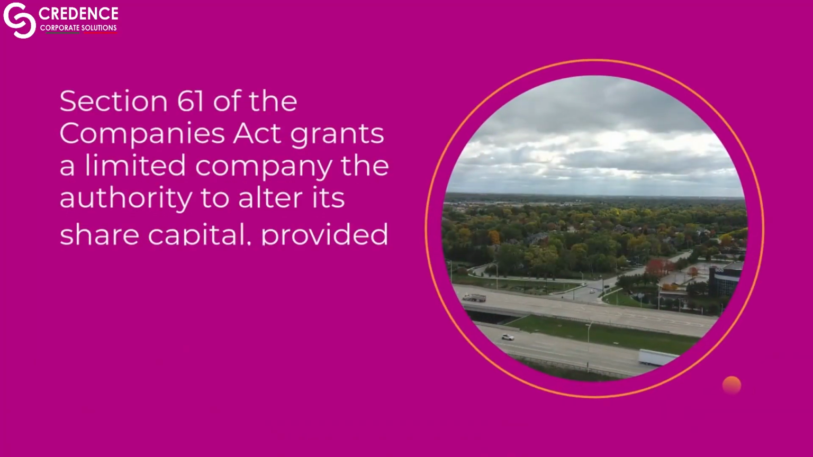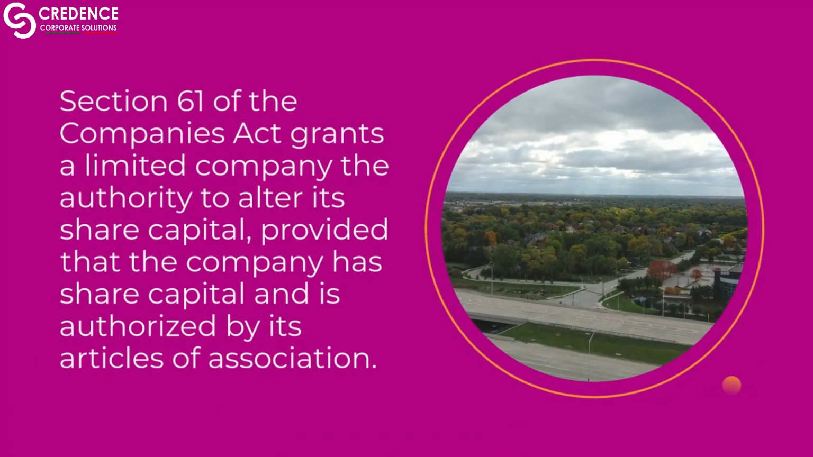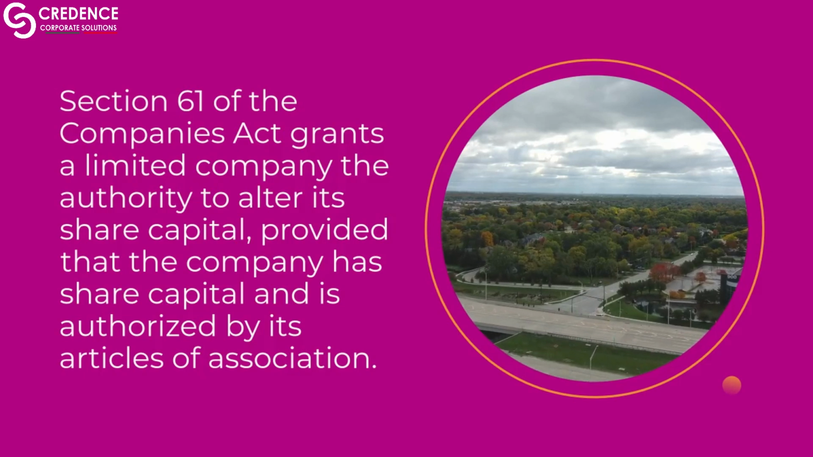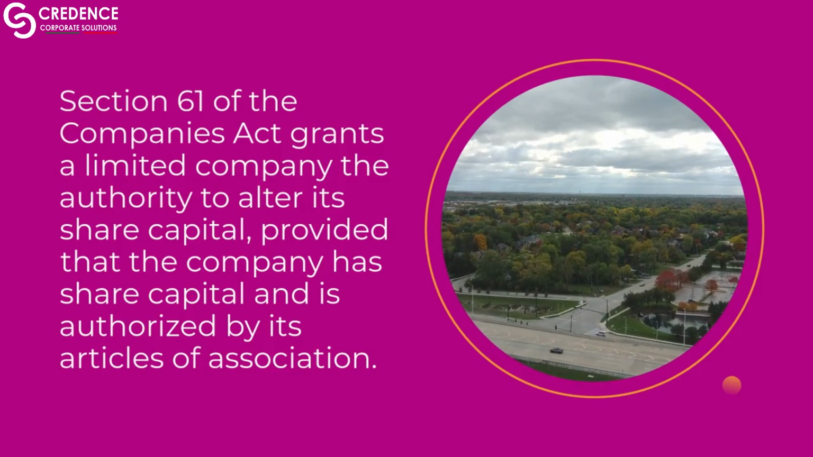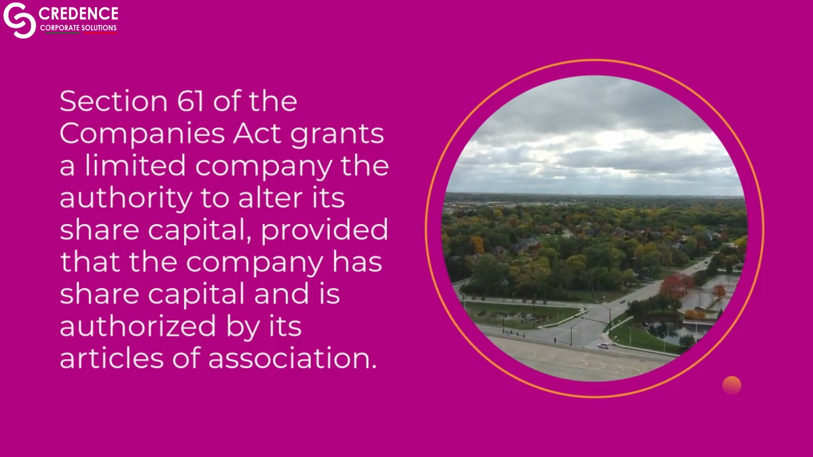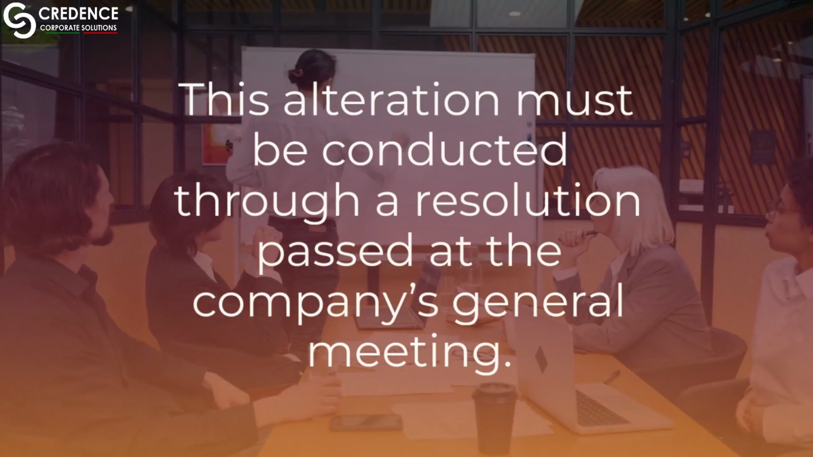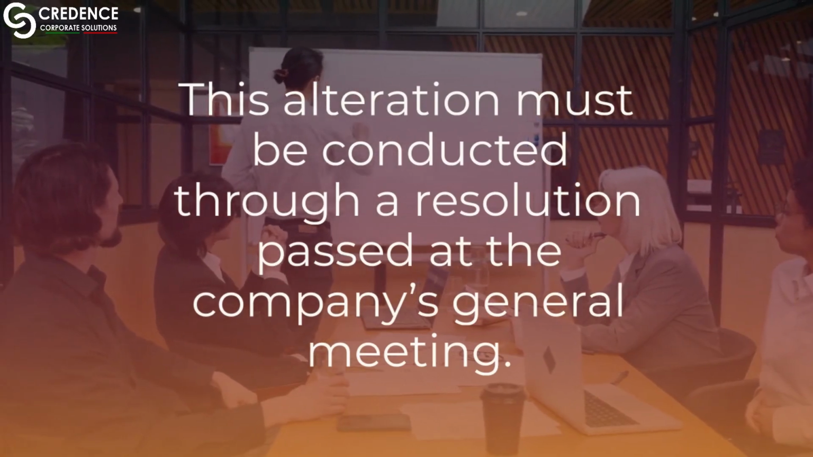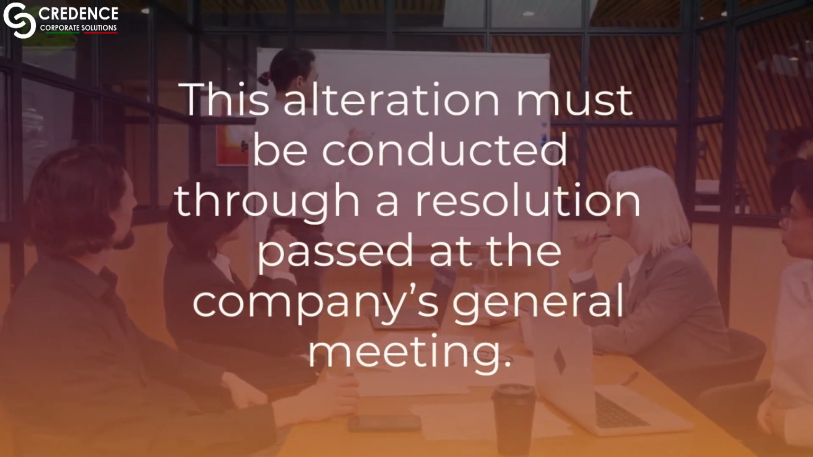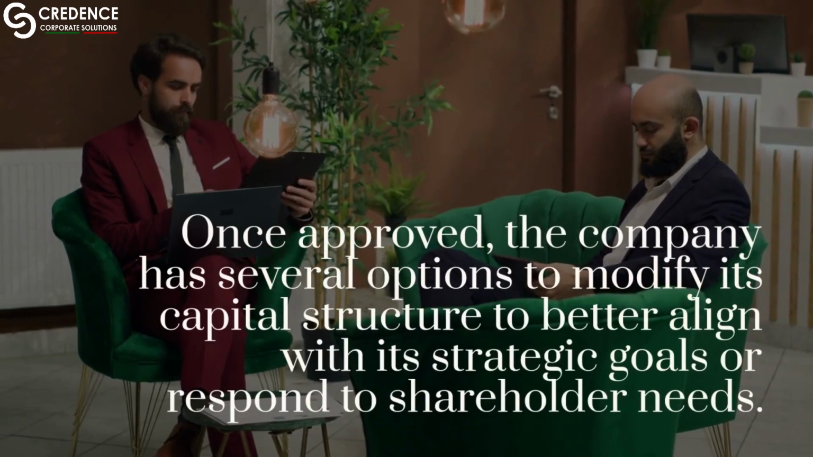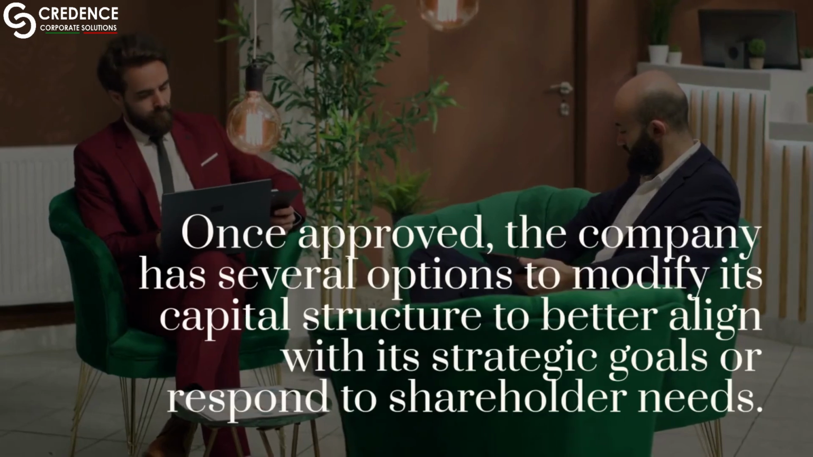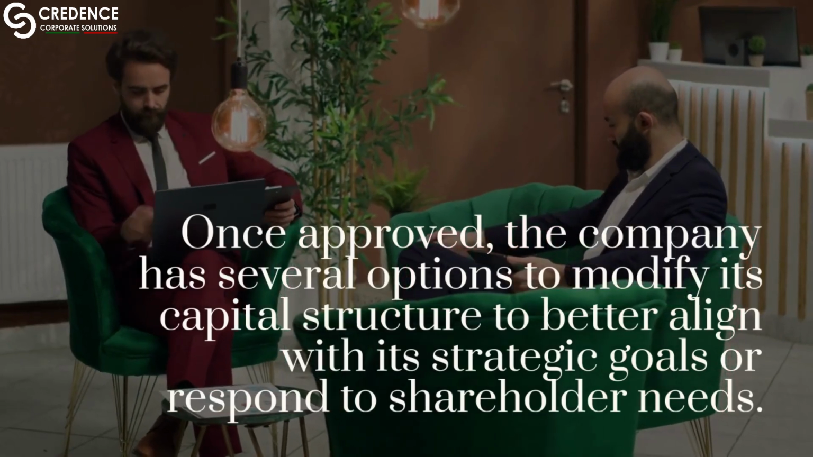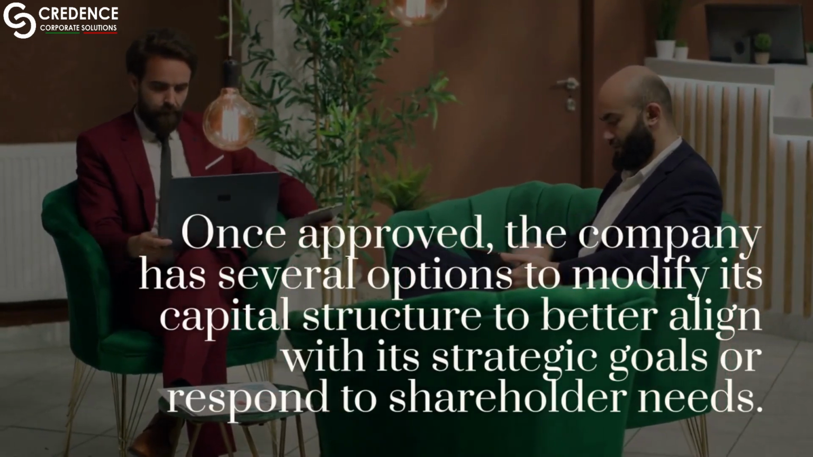Section 61 of the Companies Act grants a limited company the authority to alter its share capital, provided that the company has share capital and is authorized by its Articles of Association. This alteration must be conducted through a resolution passed at the company's general meeting. Once approved, the company has several options to modify its capital structure to better align with its strategic goals or respond to shareholder needs.